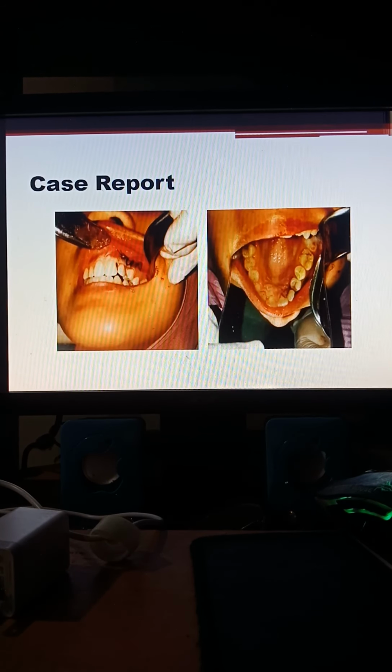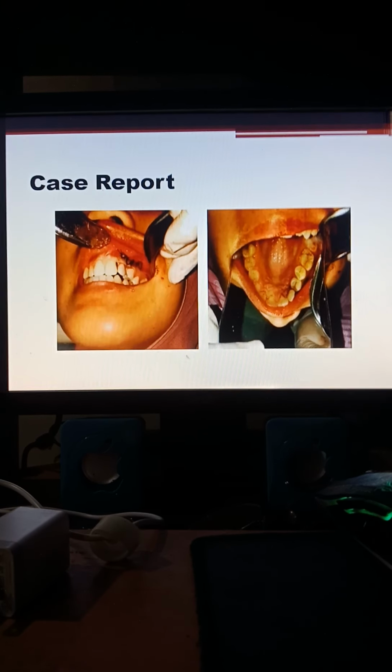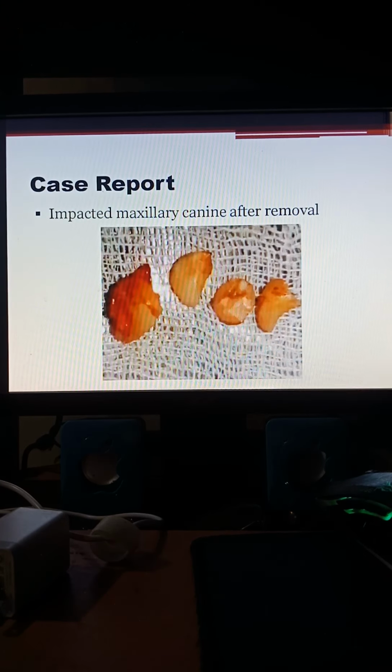Next, the operation site was irrigated with saline solution and we repositioned the flap. 3-0 silk suturing was carried out and the patient was given surgical and oral hygiene instructions. This is the impacted maxillary canine after removal.